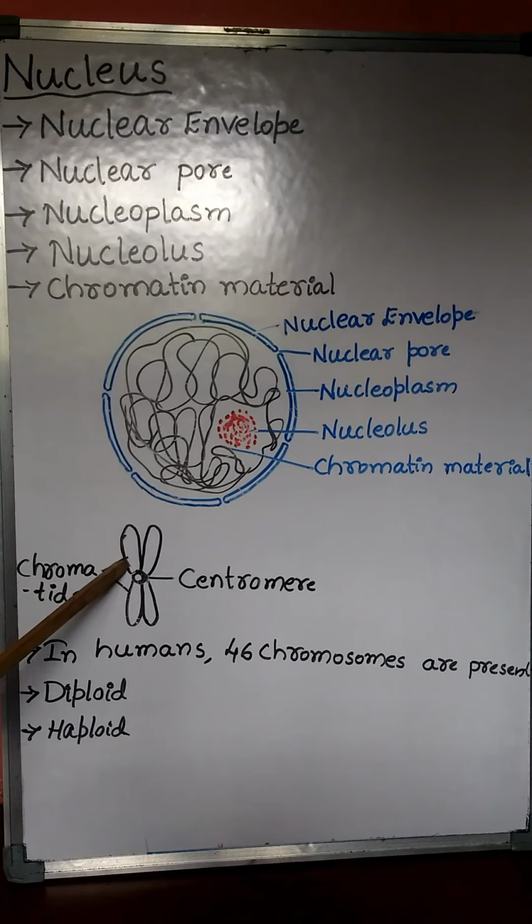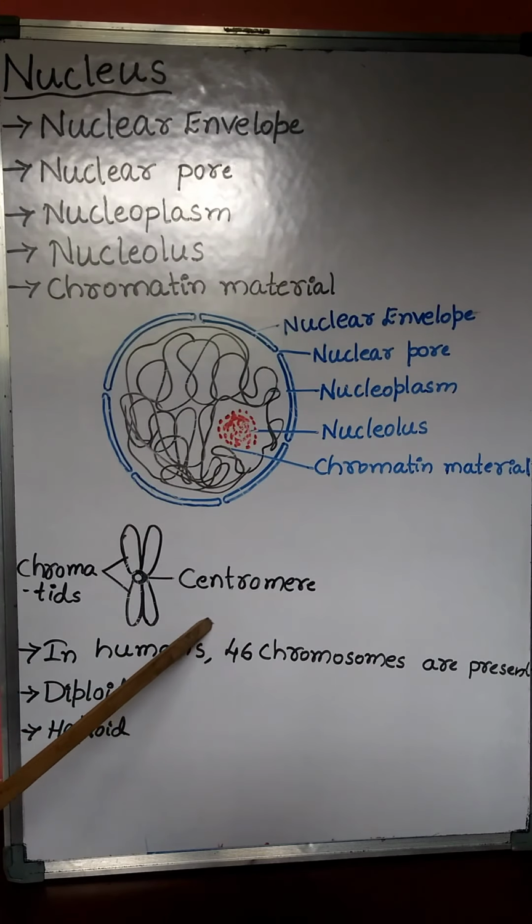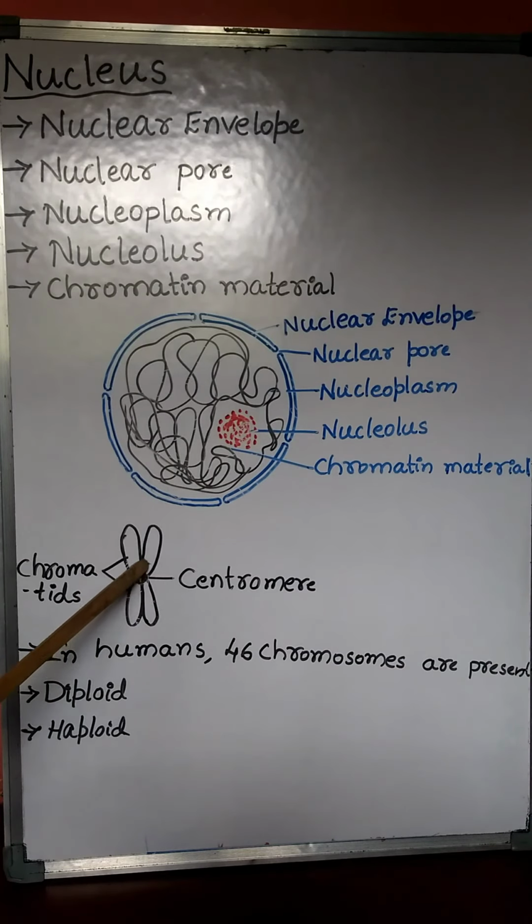The two chromatids of the chromosome are attached to each other at a point called centromere. This is the centromere. It's a point at which the two chromatids of a chromosome are held together.